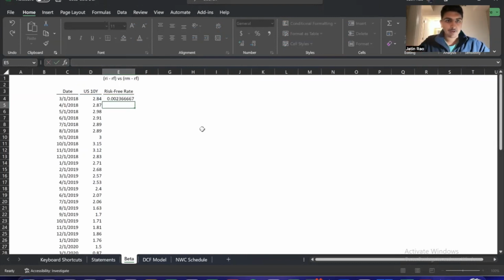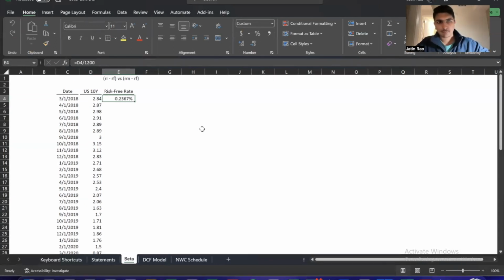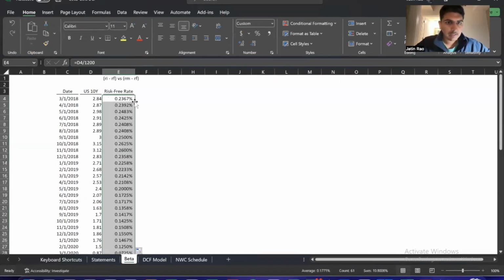So divide that by 12. You could also just divide it by 1200, but I like to first divide it by 100 and then divide it by 12. 1200 should give you the exact same answer anyway. Alt HP to convert it into a percentage. I'll move that out to 4 decimal places, and let me move that down.